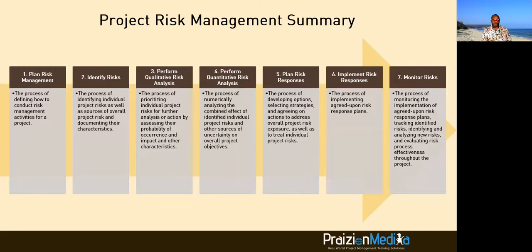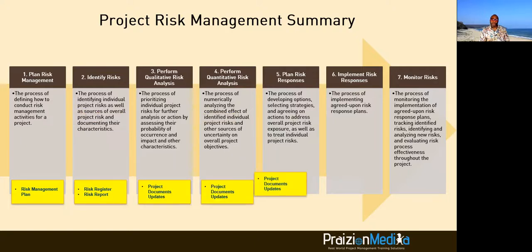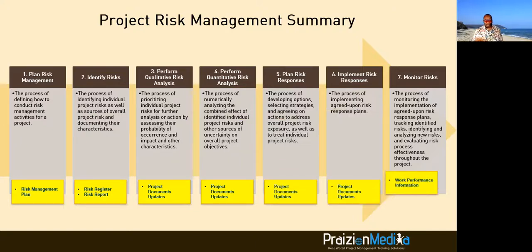Now watch this. This is going to go very, very quick because there are only 3 major listed unique outputs in risk. The first one comes from plan risk management, giving you the risk management plan. The second one, identify risk, gives you the risk register and the risk report. And guess what happens from there? You get project documents updates because your risk register and risk report are looked at as project documents. So for all the other processes, we just look at updates to either the risk register or the risk report, depending.